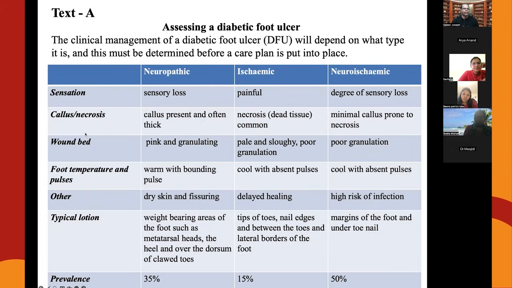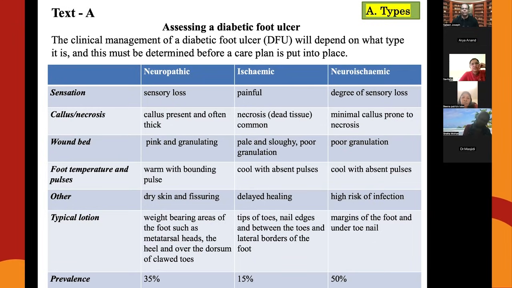Sensation, necrosis, wound bed, foot temperature, and pulses are the typical aspects. All these things, you can just have a glance. Now, this whole thing you can do within 20 seconds. Okay, skimming can be done within 20 seconds. The rest of the things, as you read the question, you'll be able to connect.